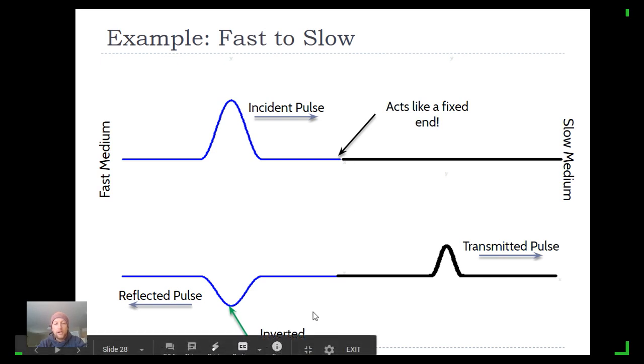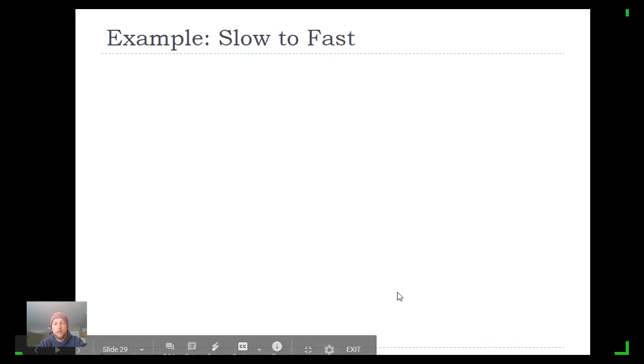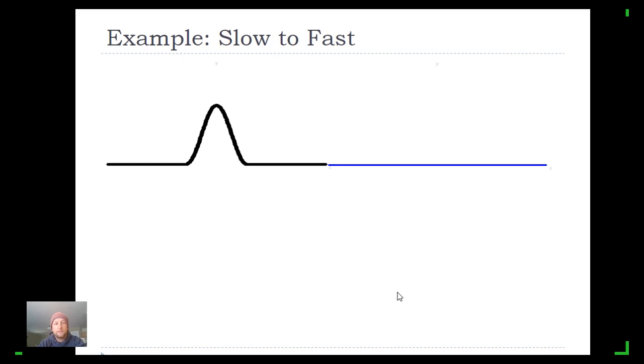At the bottom here, it reads inverted reflection. And what you see is the smaller amplitude for both of these as well. And I already mentioned shorter wavelength for that one. Slow to fast.